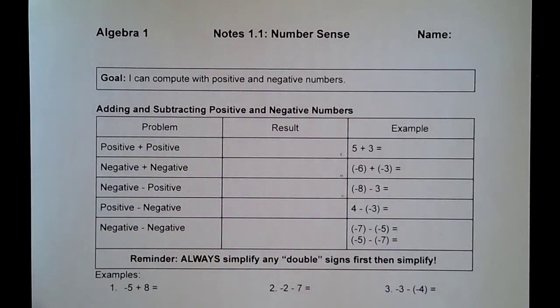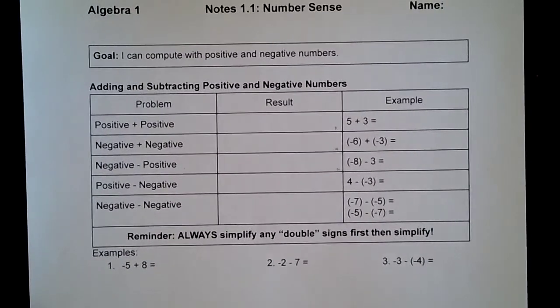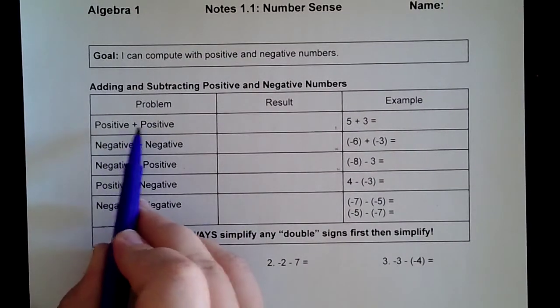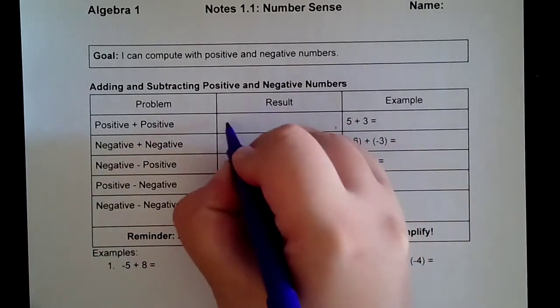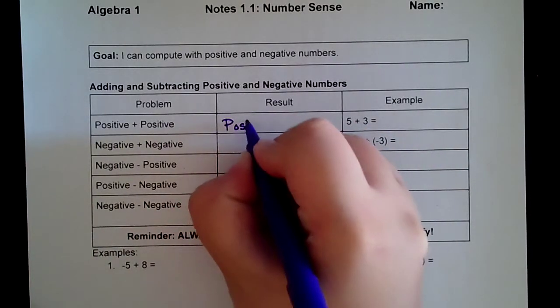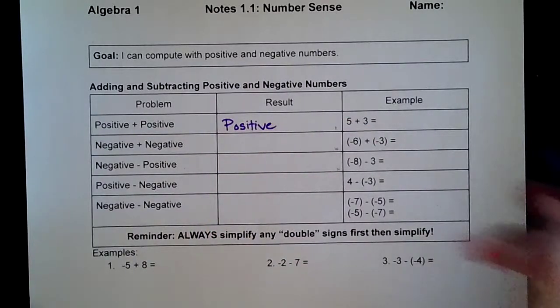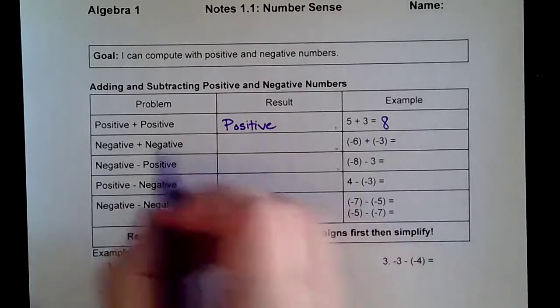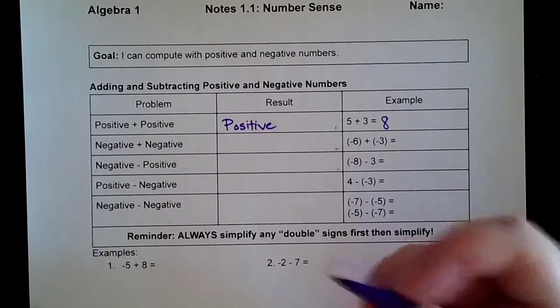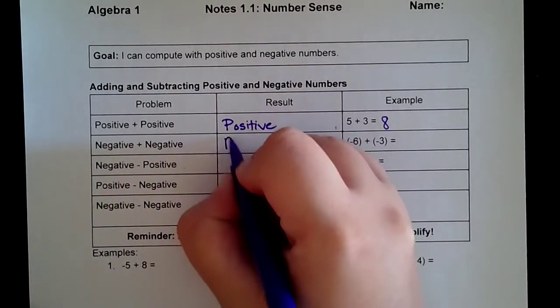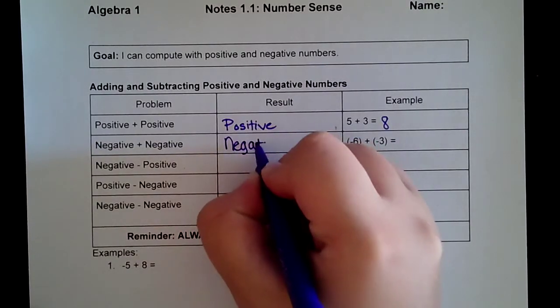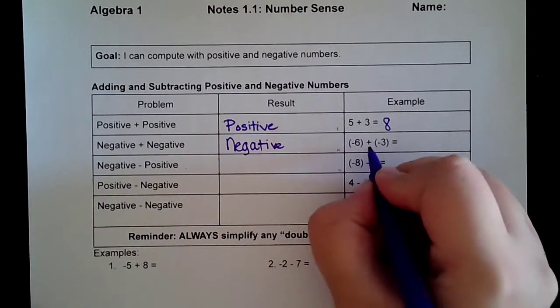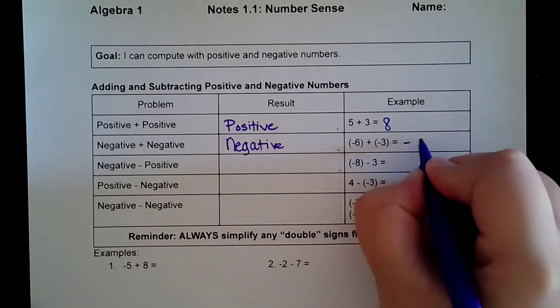Adding and subtracting positive and negative numbers. If I give you a problem where you're adding a positive number plus a positive number, the result is always going to be positive. An example of that would be something like 5 plus 3. And I know these problems are super easy. That's okay. We like easy examples to start off with. We'll get harder. Negative plus a negative is always going to be more negative. An example of that would be negative 6 plus negative 3, making that negative 9.